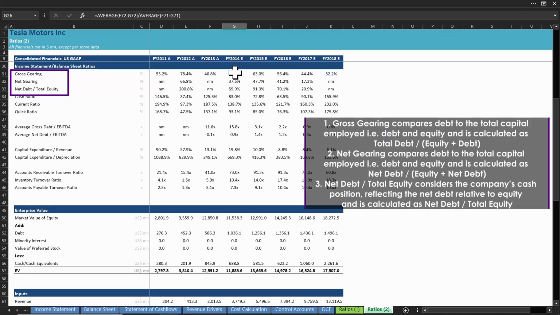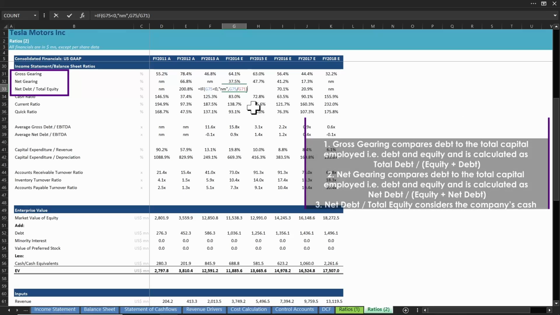1. Gross gearing compares debt to the total capital employed, that is, debt and equity, and is calculated as total debt by equity plus debt. 2. Net gearing compares net debt to the total capital employed, that is, debt and equity, and is calculated as net debt by equity plus net debt. 3. Net debt by total equity considers the company's cash position, reflecting the net debt relative to equity, and is calculated as net debt by total equity.